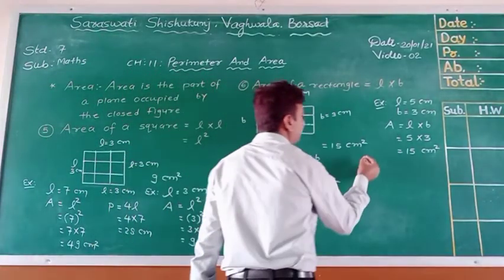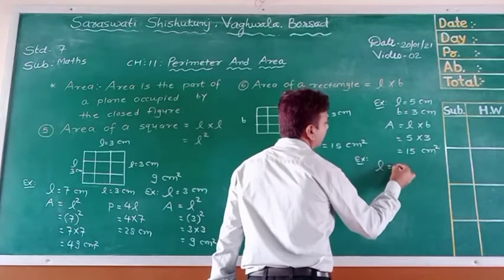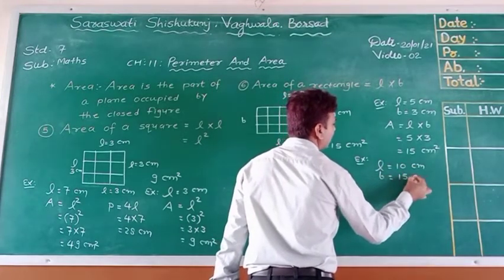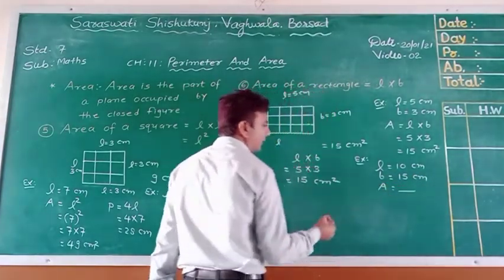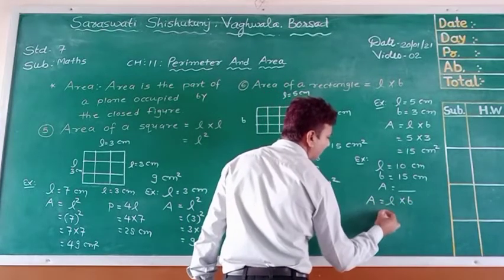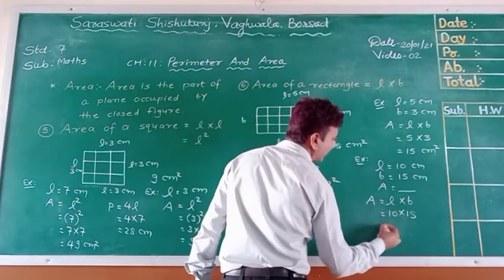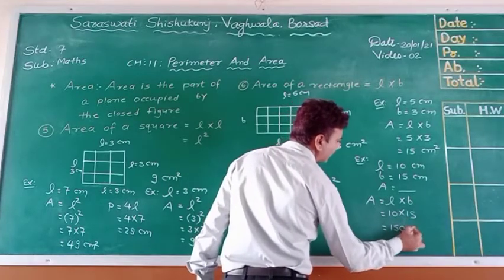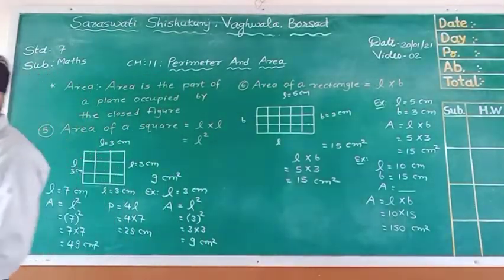Now see the next example. Suppose length is given 10 centimeter and breadth is given 15 centimeter. Find its area. So we know area of rectangle equals L into B. L measurement given 10, breadth given 15 centimeter, 10 times 15 is 150 centimeter square. Easy. So this way we can find its area.